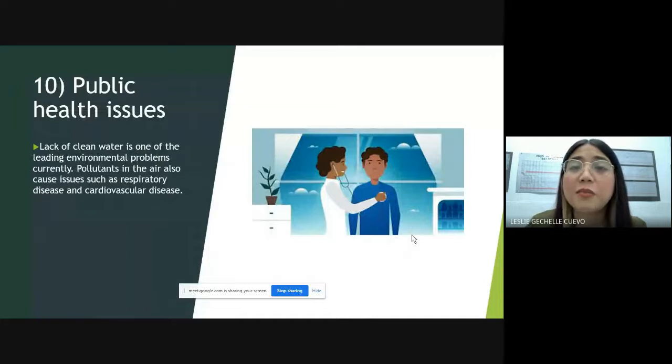And lastly, public health issues. Lack of clean water is one of the leading environmental problems currently. Nabanggit natin kanina kung gaano kadami ang water sa mundo, but majority of it is salt water. Kaya hindi mo rin siya magagamit for drinking. So pollutants in the air also cause issues such as respiratory disease and cardiovascular diseases. So that is one environmental problem or threat, yung mga public health issues natin.